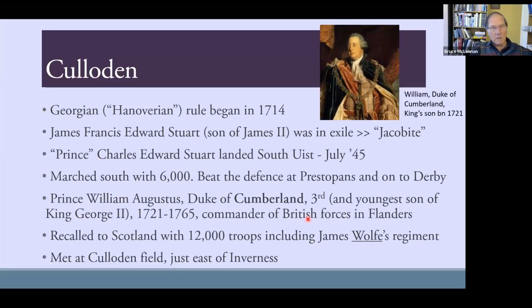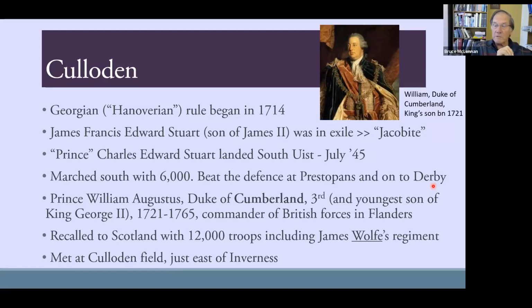And the Jacobites, the 6,000 who were in Derby, had a lot of discussion about whether they should go on to London, stay where they are, or go back to Scotland. In the end, they decided they would return to Scotland. Perhaps it was a mistake. Who knows? Who can say now at this point? But anyway, they eventually met just to the east of Inverness.